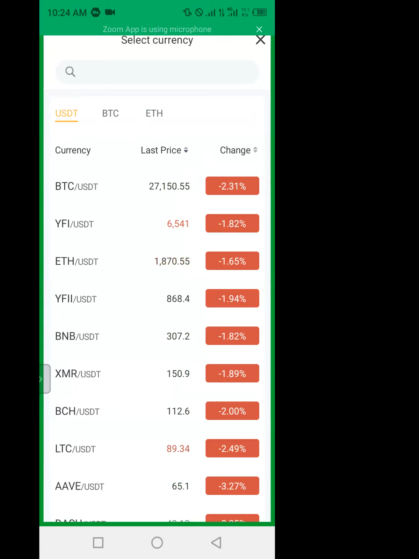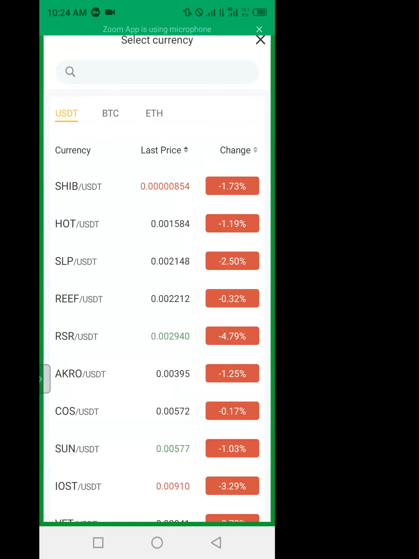If I want the lowest, I can click there and then it is SHIB, which is behind because it is at 0.00000, it has 5 zeros, then 854. Then HOT, which is 0.00, it has 2 zeros, 1, then SLP, and so on.